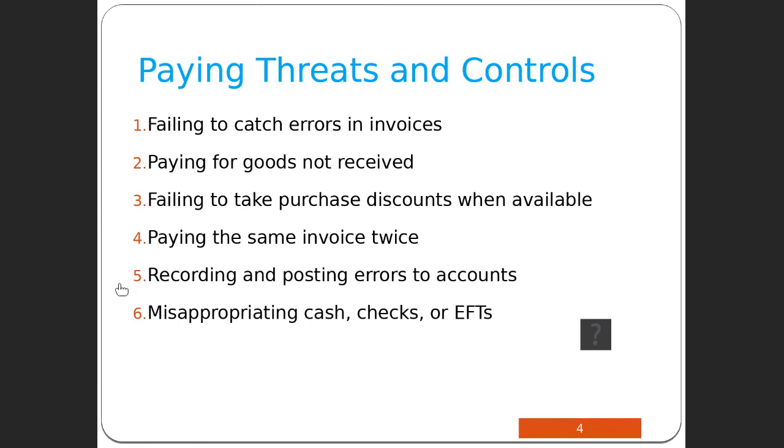Number five, recording and posting errors to accounts. Now, when you're paying a supplier, you debit accounts payable and you credit cash. When you've paid, you debit accounts payable and you credit cash. Now, for example, if you're Lulu, you will have an accounts payable for every single supplier, a separate accounts payable. You have an accounts payable for Baladna, you'll have an accounts payable for Al Rayyan, an accounts payable for Dandy.